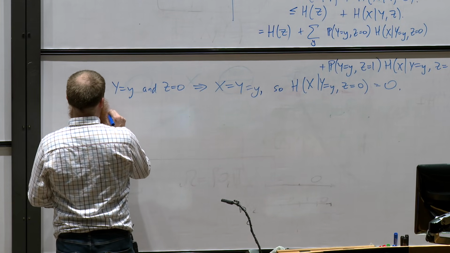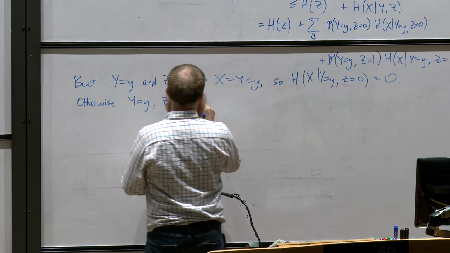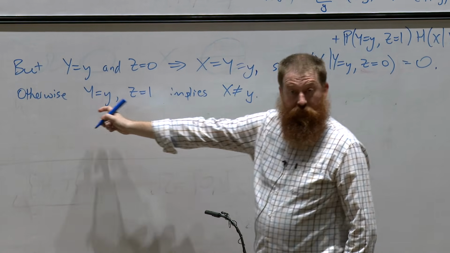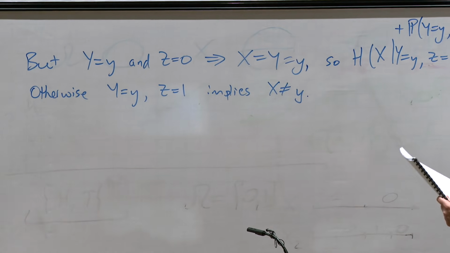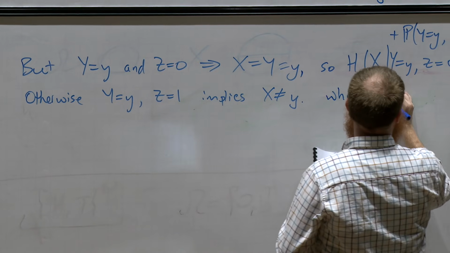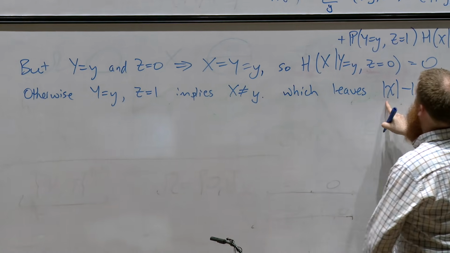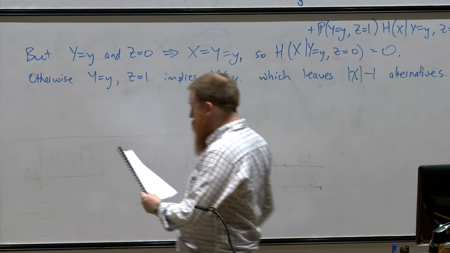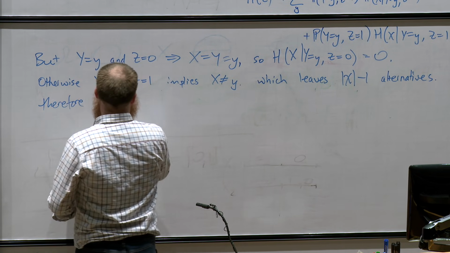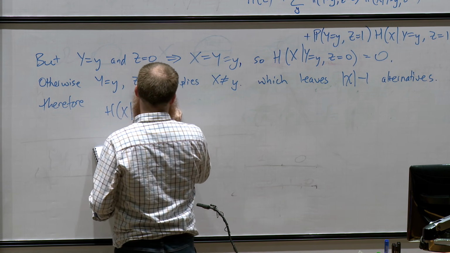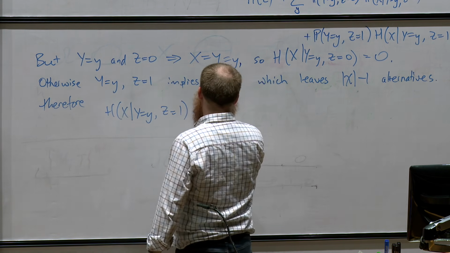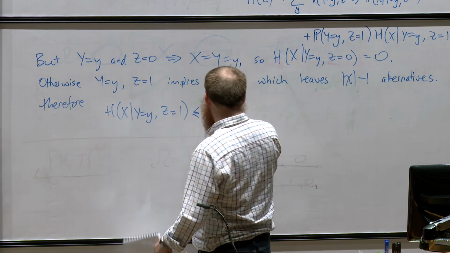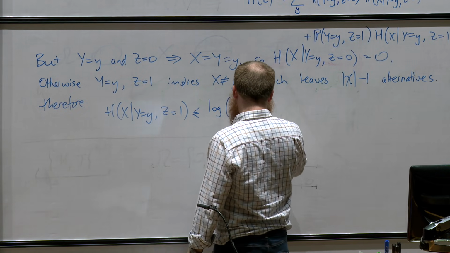Otherwise, y equals y, z equals 1 implies x is not equal to y, because there is an error. Y is y, so the one thing x can't be is y. Okay, which leaves the size of x minus 1 alternatives. Therefore, if I look at the entropy of x given y equals y, z equals 1, that has to be, well, it's some distribution over size of x minus 1 elements. I know that the entropy is going to be bounded by log of the size of x minus 1.